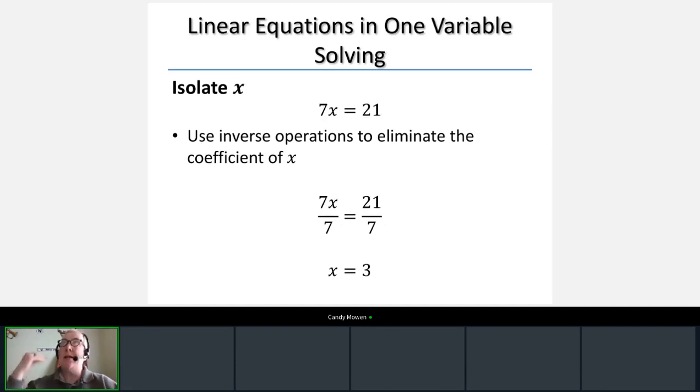7x is like saying multiplication, 7 times a number equals 21. So the inverse of multiplication is division. You're going to divide by 7 on the right, 7 on the left, and x equals 3. Okay, so that is how we solve. And you can check it back into the original equation, plug it in, and it does equal.